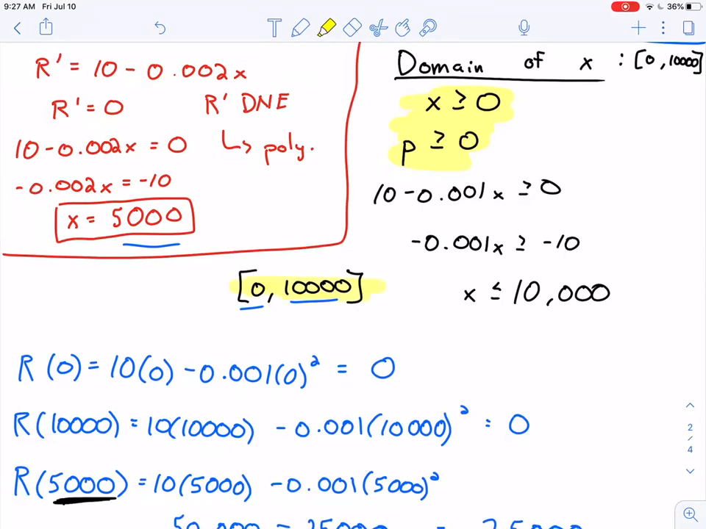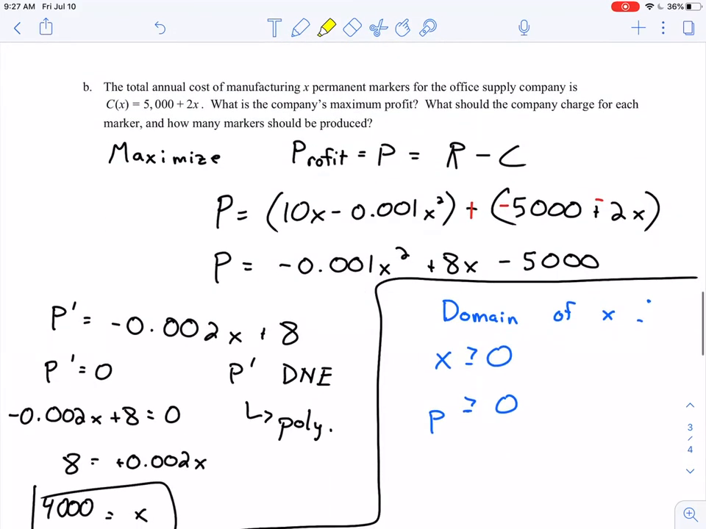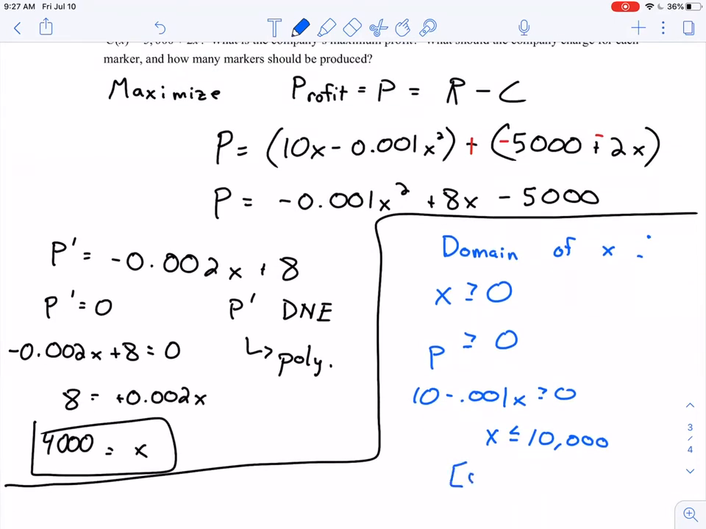So the domain of my profit function is actually going to be exactly the same. If your profit function depends on that same revenue function, you'll end up with the same domain. So you could, sure, go ahead and take your price equation, which hasn't changed. That's going to be 10 minus 0.001x, say that's greater than or equal to 0, and solve. But you're going to end up with x is less than or equal to 10,000 once again. So that means our domain here is 0 to 10,000.